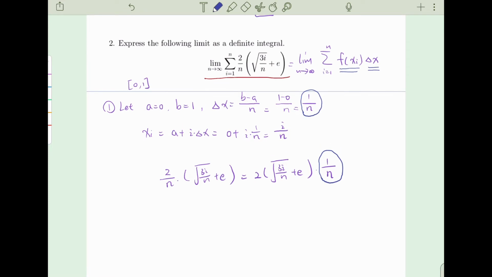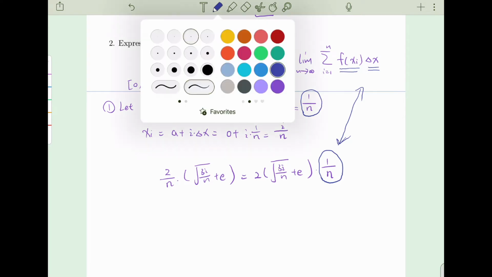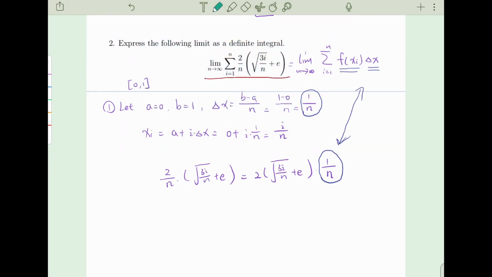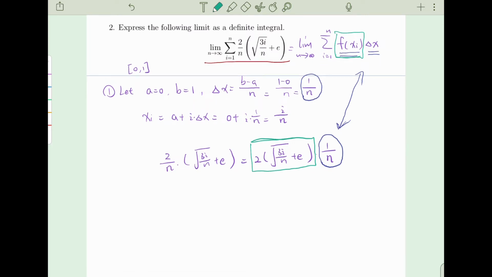And if we compare this expression to the desired expression, then we see that our f of xi has to be the remaining factor here. So we're going to think of this as our f of xi, right? And we also know what xi is. Xi is this guy here.